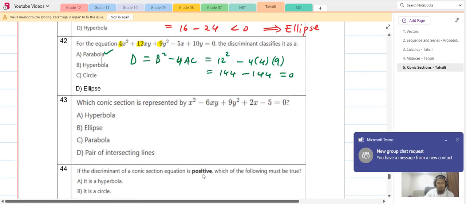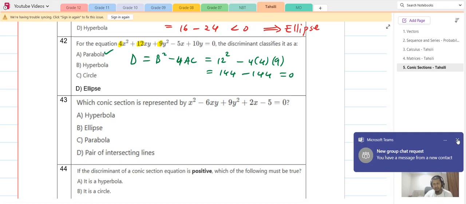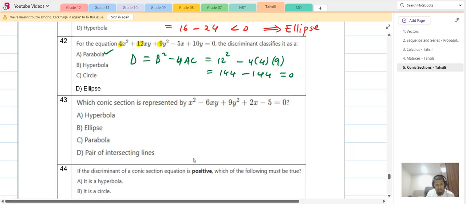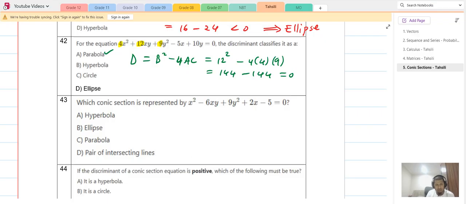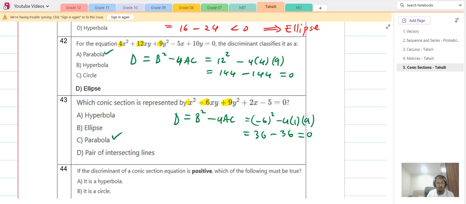Perfect. Next one. Which conic section is represented by this? Same, a is 1, b is minus 6, c is 9. The discriminant is b squared minus 4ac. B squared is minus 6 squared minus 4, a is 1, c is 9. So we're getting 36 minus 36, which is 0. Again, it's a parabola.